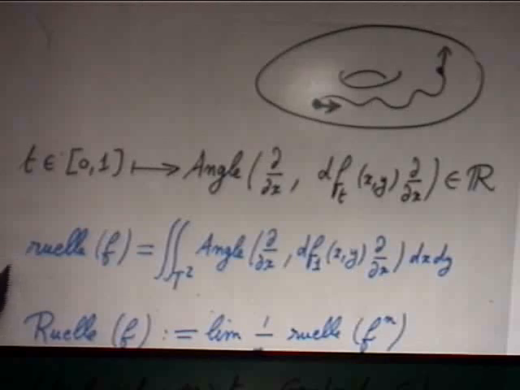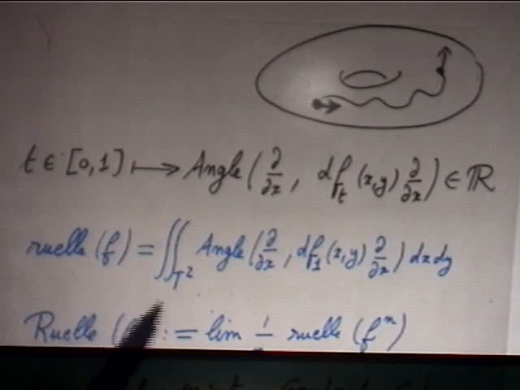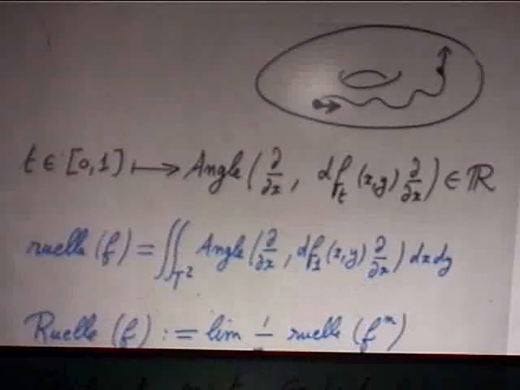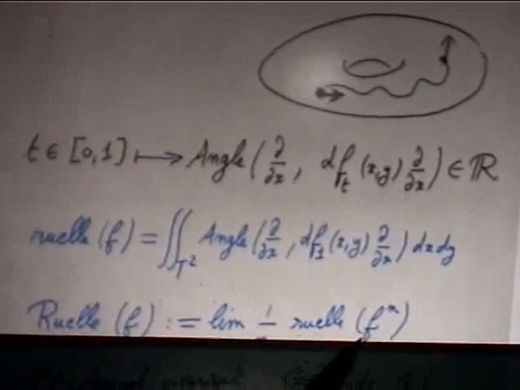So it means that if you define a first invariant, let me call it little Ruelle of f, as being the average value over the torus of this angle, well, this is not quite defined because this quantity in the integral is defined up to 2 pi. So this number is not well defined. It's a number up to 2 pi. If you want an actual number, you compute this. Take the limit of 1 over n Ruelle of f to the n.